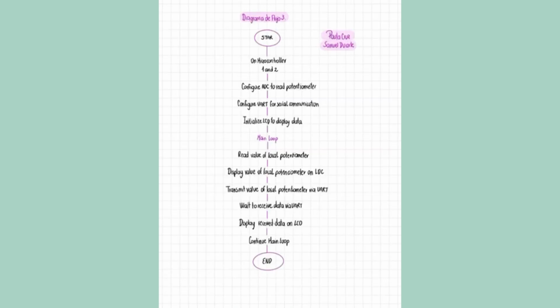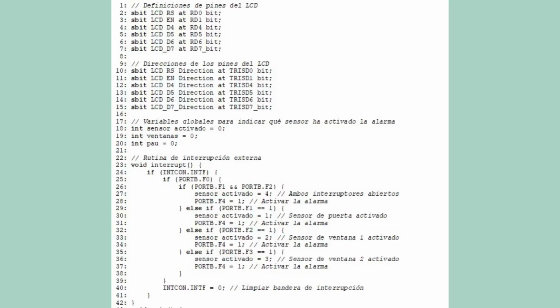In the third exercise, the flow chart is as follows. Start on microcontroller 1 and 2, then configure ADC to read potentiometer, configure UART for serial communication, initialize LCD to display data. Main loop: read value of local potentiometer, display value of local potentiometer on LCD, transmit value of local potentiometer via UART, in addition, wait to receive data via UART, display received data on LCD, continue main loop, and finally end.